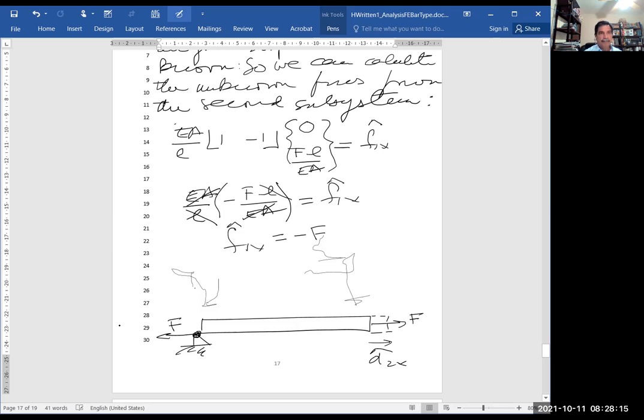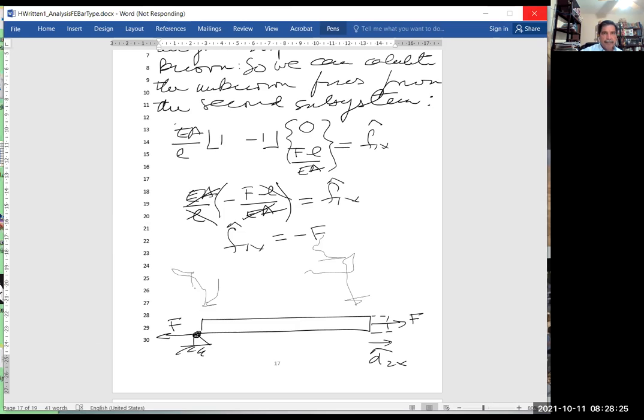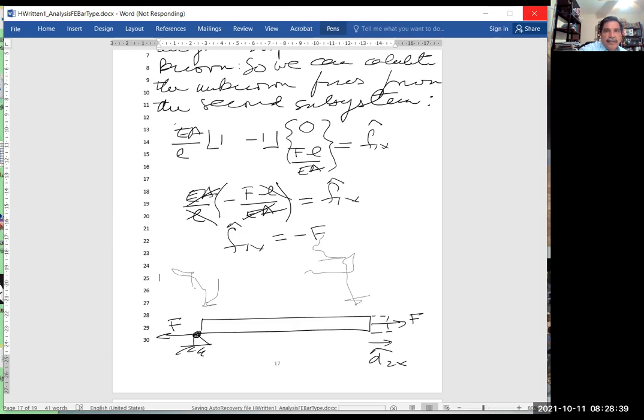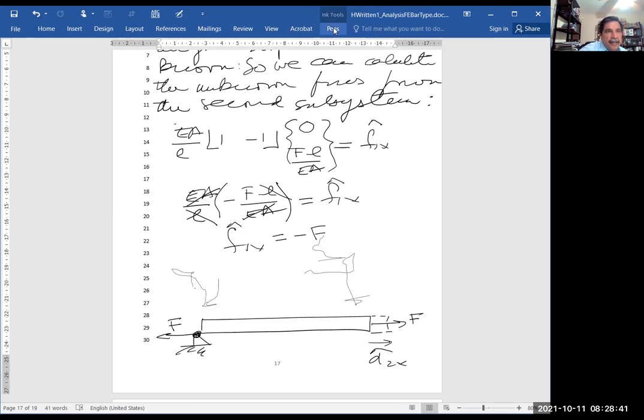Okay? Now, finally, we could try to specify the displacements. So we know D1, which is 0, and we know D2, which is FL over EA, so we can set up the displacement function. This is what we're going to be doing now.